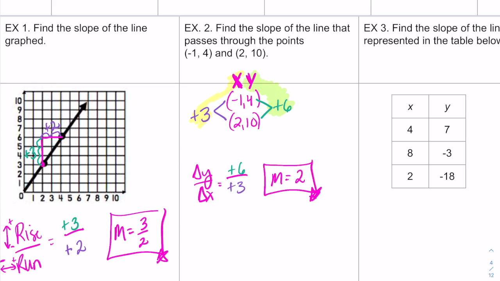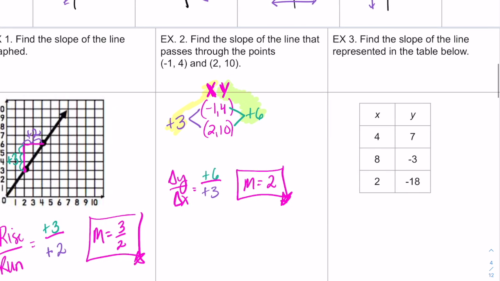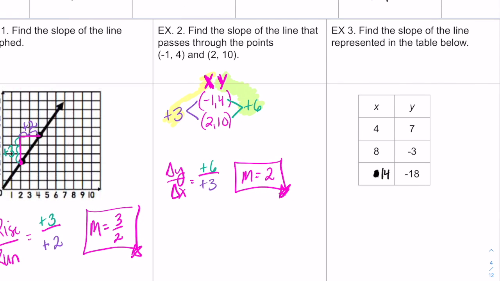Okay, so we have slope from a graph, we have slope from 2 points, and now we need to find the slope from a table. The good news, the slope from a table is very similar to the slope from 2 points. Again, we need to find delta y over delta x. So to do that, we're going to look at our fractions from 4 to 8. That is an increase of 4. From 8 to 14, that is an increase of 6. From 7 to -3, we dropped 10. And from 3 to -18, we dropped 15.